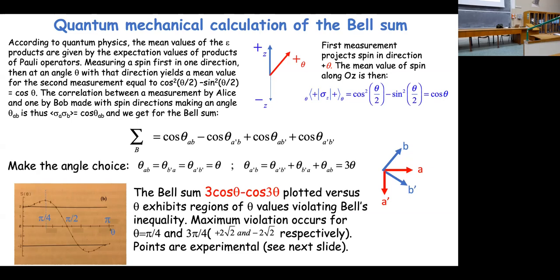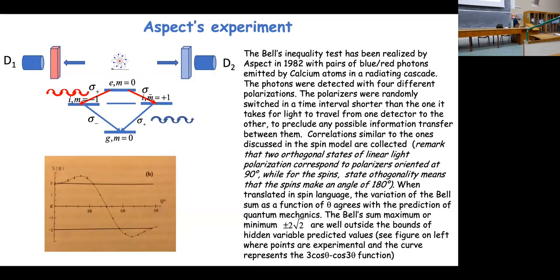So this was the challenge. Can you do this experiment? In fact, the experiment was done in the beginning of the 1980s by Alain Aspect and colleagues in Paris. And they did the experiment not with spins, but with polarized photons. And you can translate this in the language of photons.